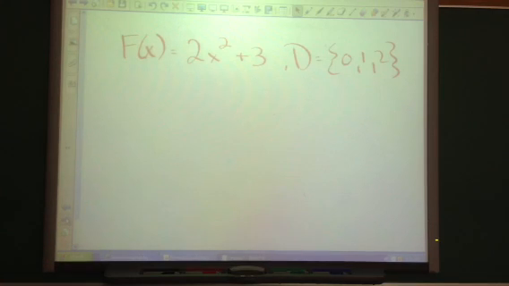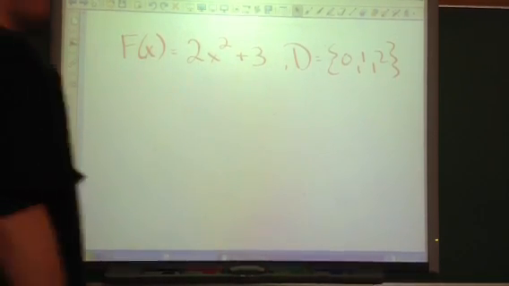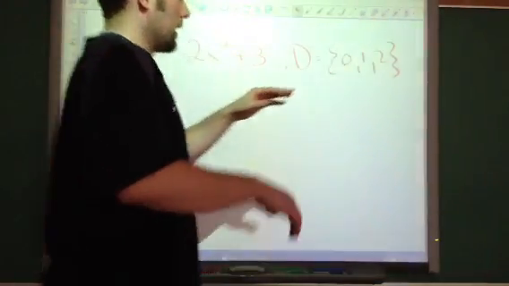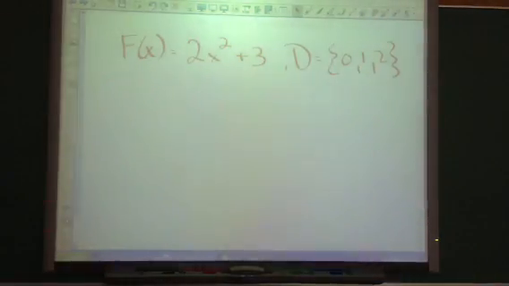Let's look at one more example here. How do you say this? F of x equals 2x squared plus 3. So your domain that they want you to use is 0, 1, and 2. And I'm not just pulling that out of a hat. These are just random numbers. And you will see this on your assignment tomorrow.